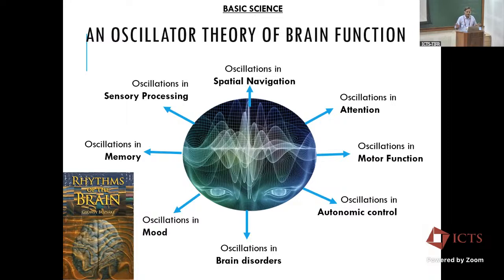So we are trying these things, but the big picture here is to come up with, like I said, a kind of grand oscillator theory of brain function. Instead of having mountains of empirical data, can we have a grand theory? The oscillator theory of spatial navigation and attention and motor function, autonomic control.